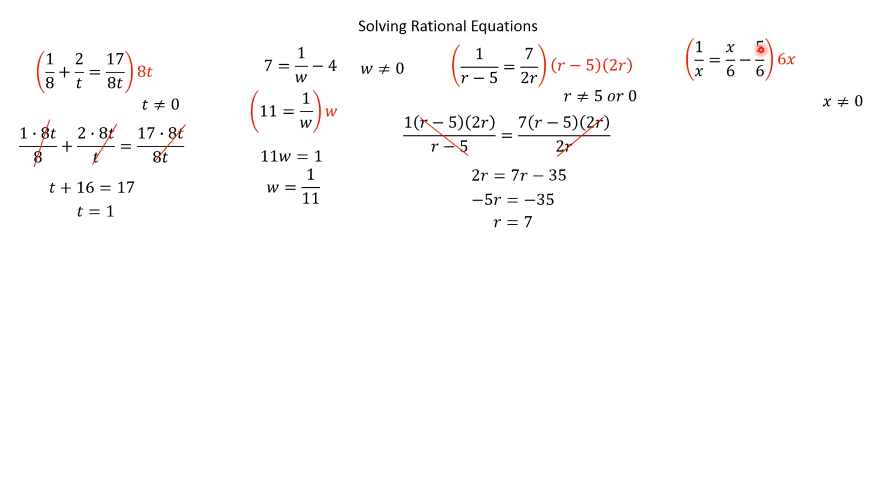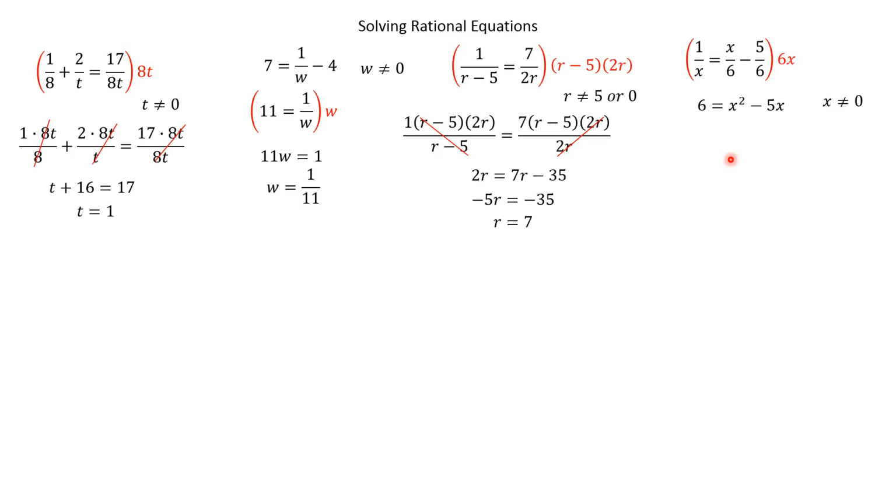When we distribute, the x will cancel here, leaving us with 6. And then over here in both of these, the 6's will cancel. We'll have x times x, which is x squared, minus 5 times x. And so we get 6 equals x squared minus 5x. Well, hey, that's a quadratic. We've worked with quadratics before. How are we going to end up solving a quadratic?